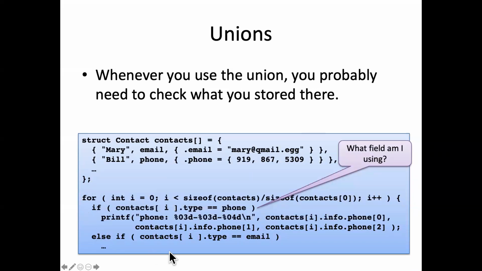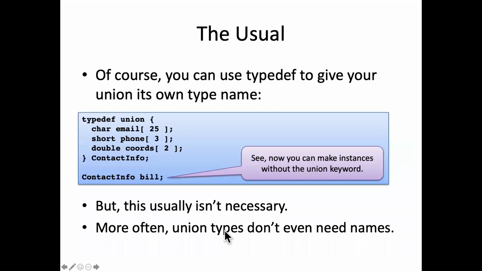I've got an if that says, if you're storing the phone number, print it out like a phone number. I didn't put all this code on the slide because it wouldn't fit, but we could write similar code to print out the email address if that's the part of the union we were using. This is how you would normally use a union.